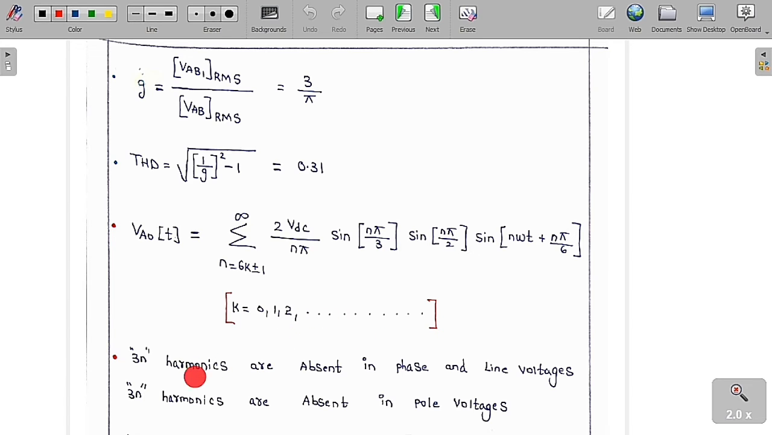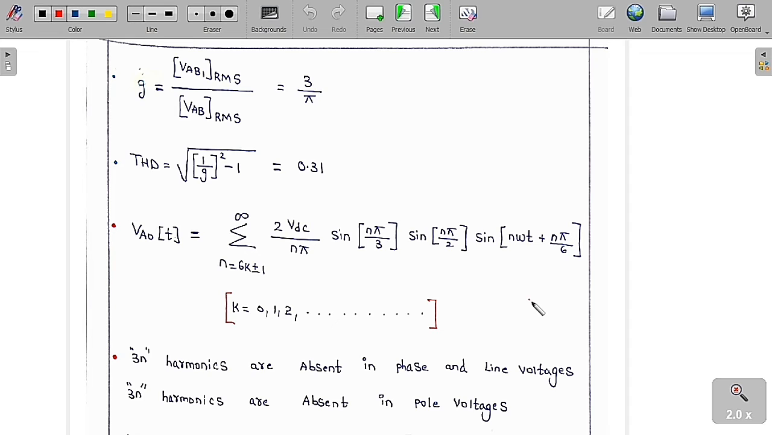So therefore the 3n harmonics are absent in the phase voltage and also the line voltage, and the 3n harmonics are also absent in the pole voltage. So this is the thing that you need to remember. For the 180 degree mode of operation, the 3n odd harmonics are absent in both the phase voltage and also the line voltage, but the 3n odd harmonics are present in the pole voltage. Whereas in the 120 degree mode of operation, the 3n odd harmonics are absent in both the line voltage and the phase voltage, and they are also absent in the pole voltage.